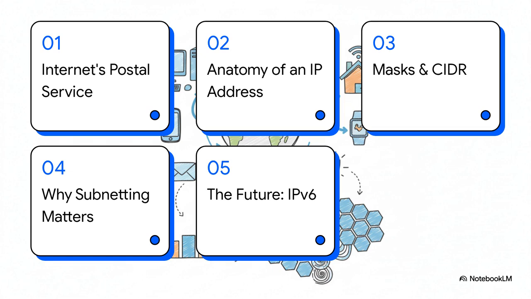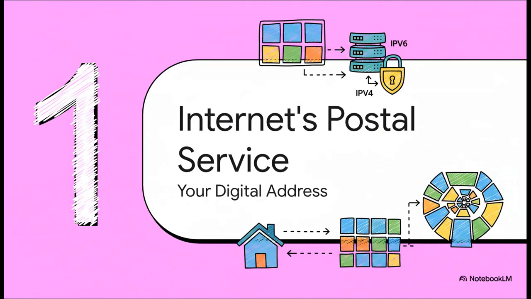So here's what we've got lined up. We'll start with a super simple analogy. Then we'll break down what those numbers actually mean. After that, we'll see how we organize them, why that's so critical for security, and then we'll take a peek into the future. All right, to really get a handle on this, let's kick things off with a simple idea that makes the whole concept just click.